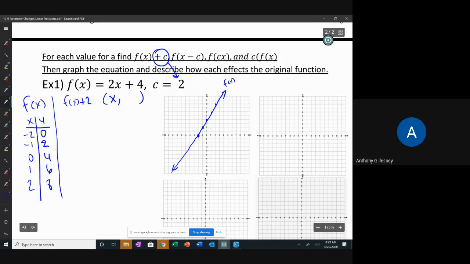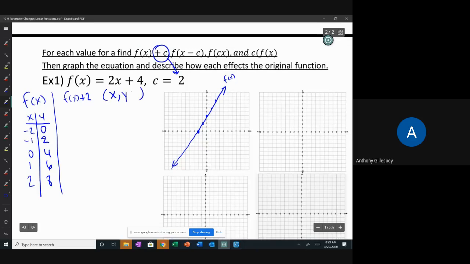So it's going to be x comma. Now when it affects the y, it has to affect it vertically, right? So it's either going to move it up or down, something dealing with the vertical. So what do you guys think? It's actually going to take whatever the y was and add 2.